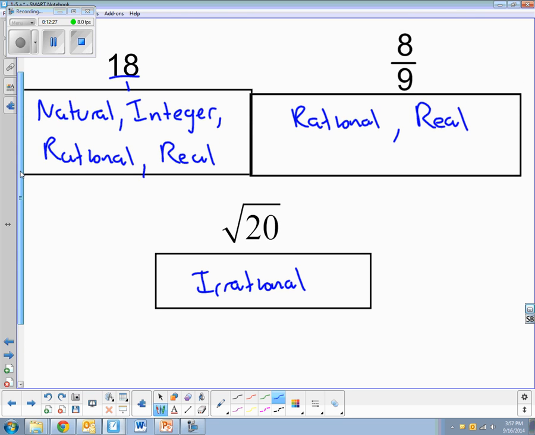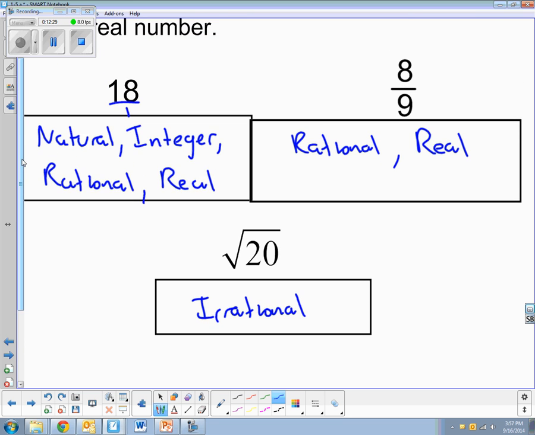And so when it says classify the numbers, it means give it as many names as you can. Natural, integer, rational, real, that's the most you could give it is 4. Sometimes it might just be rational or real. Sometimes it'll just be irrational. But that's how those work.